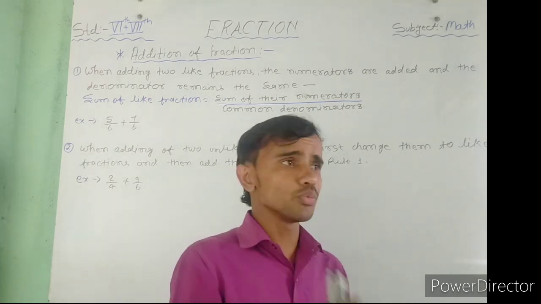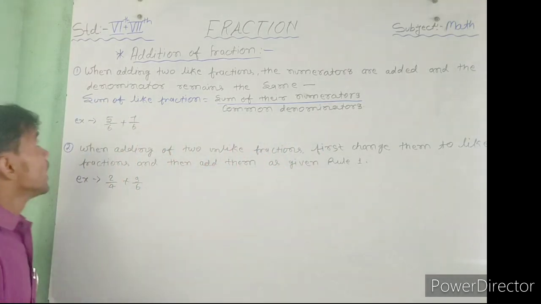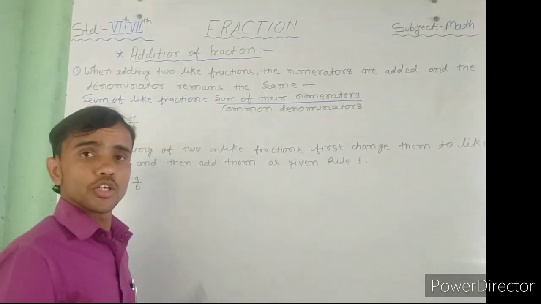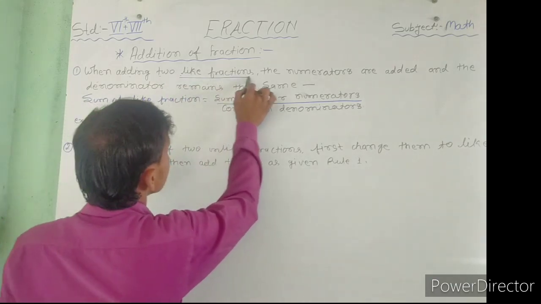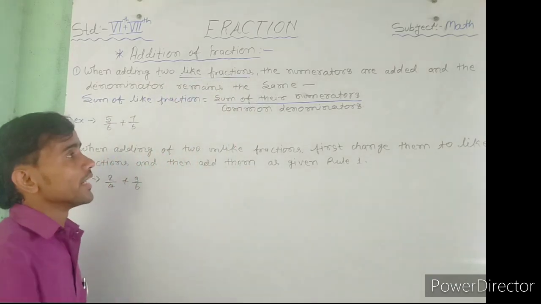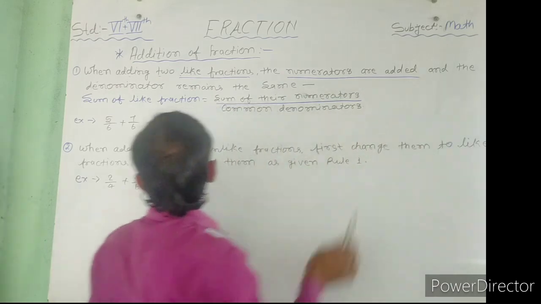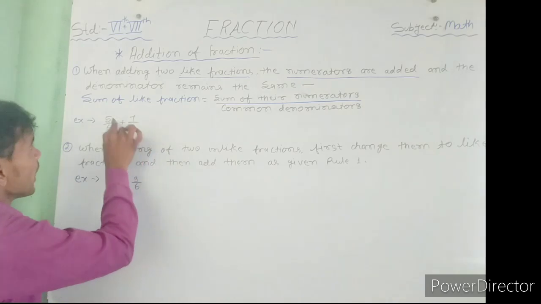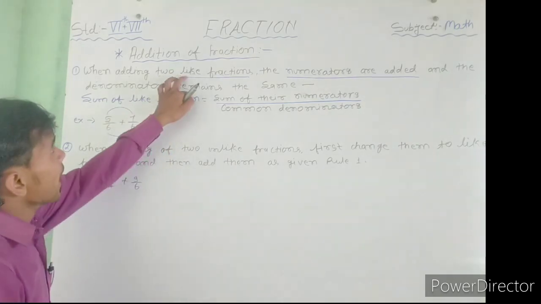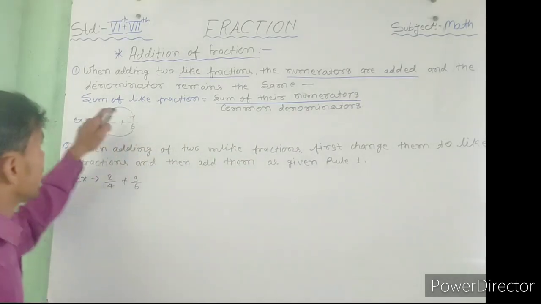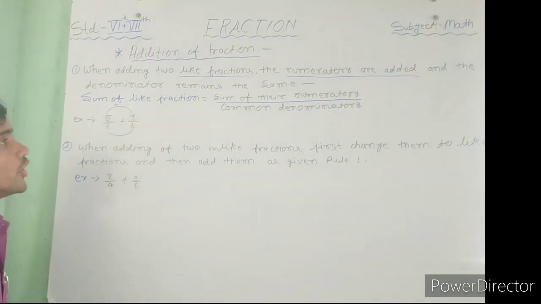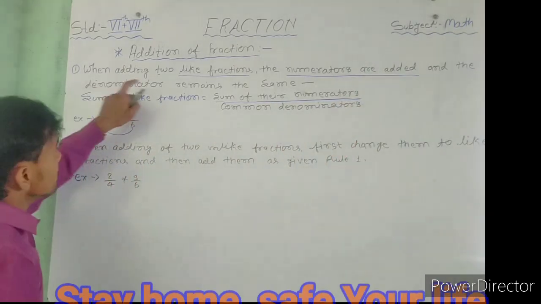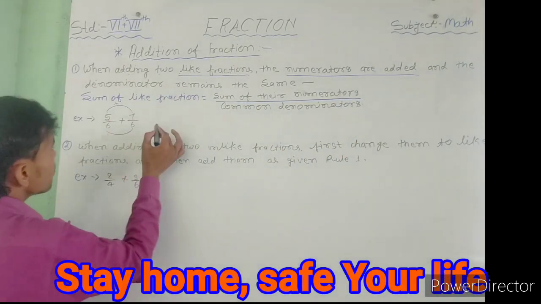What I write on the board is: when adding two like fractions, the numerators are added, and the denominators remain the same. Is that clear? In like fractions, you add both numerators, the upper side, and the denominator remains the same, meaning both are the same.